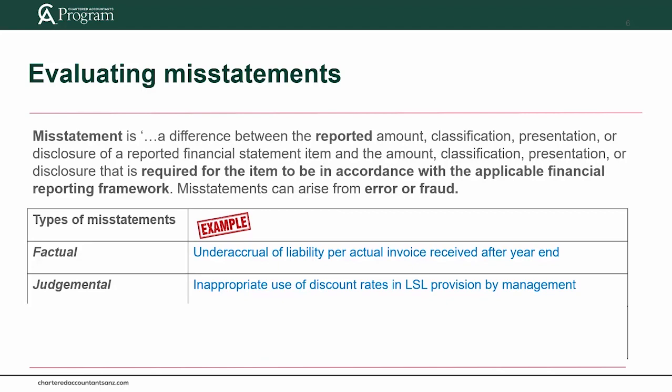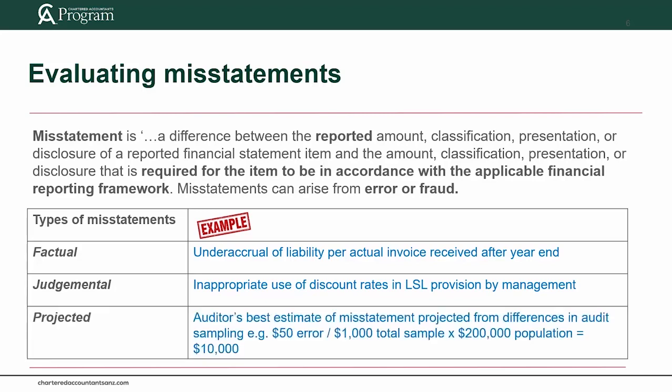Judgmental. Those that arise from subjective decisions made by management regarding accounting estimates that the auditor considers unreasonable. For example, inappropriate discount rates used in a long service leave provision. Projected. An auditor's best estimate of a misstatement projected from differences in audit sampling. For example, a $50 error in an accounts receivable sample out of a total sample tested of $1,000 across a $200,000 population would be extrapolated as a $10,000 error.